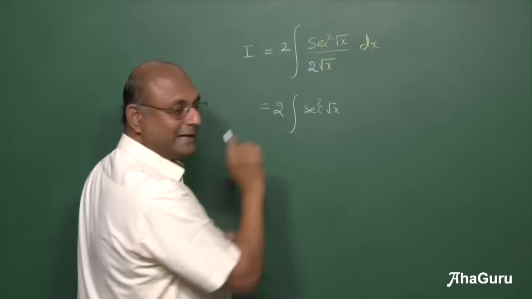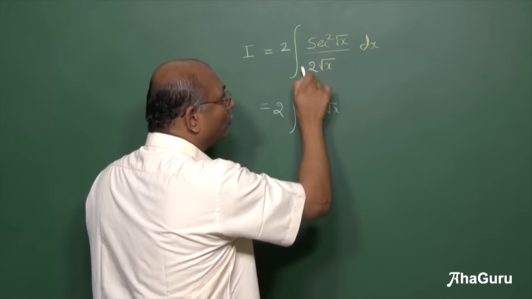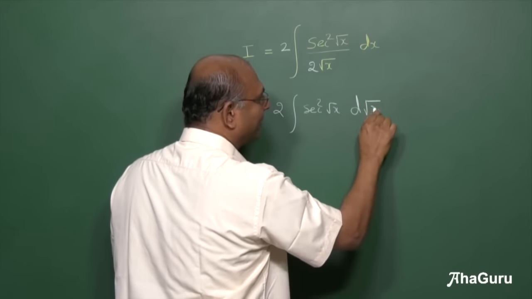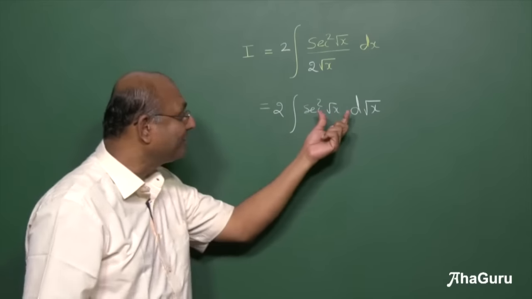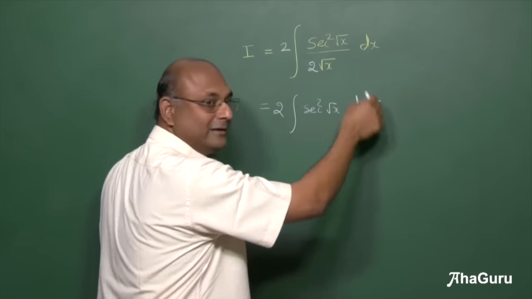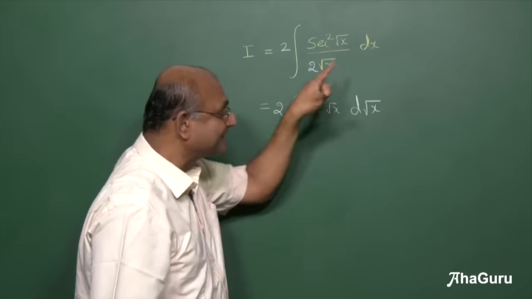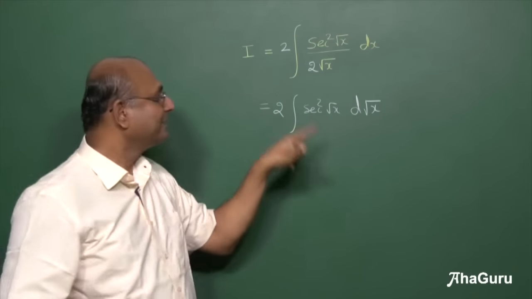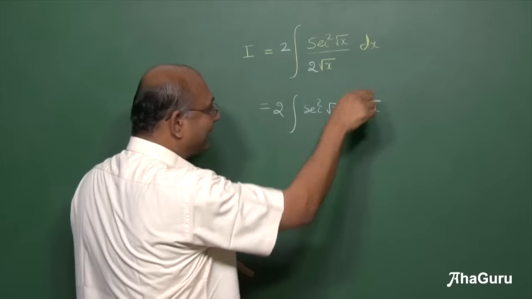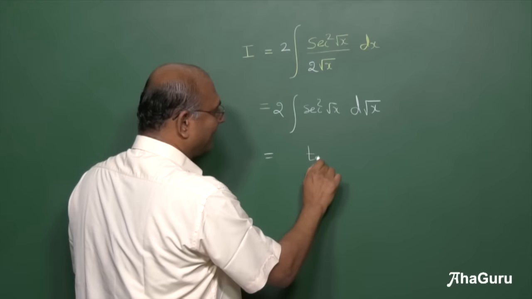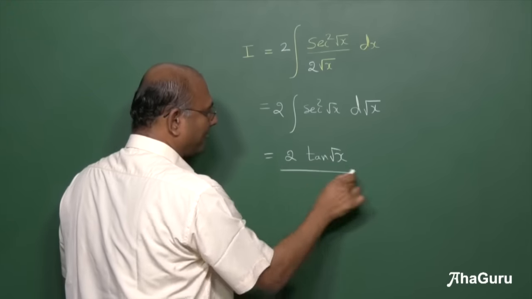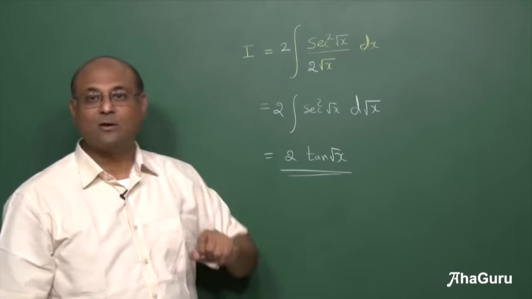Till here I have not done any changes. Now this 1 by 2 root x goes inside the d as d of root x. Hey, now I have got root x, right? Secant square root x d root x. Secant square x dx, what was that? Tan x. Secant square y dy, tan y. Secant square root x d root x, tan root x. And then of course the 2 remains. And so this is the answer to the original question.